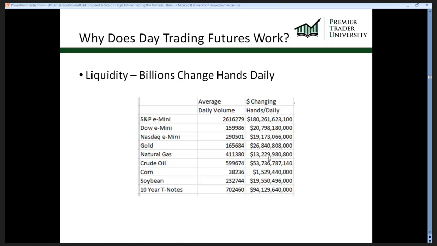One of my favorites is crude oil. It has 600,000 contracts traded on a daily basis, 53 billion in value traded. Those are, you know, some pretty big numbers. Very liquid markets. Soybeans, 232,000. Okay. So again, futures has very, very good liquidity, and you can get involved in these markets and be very successful in trading these markets.